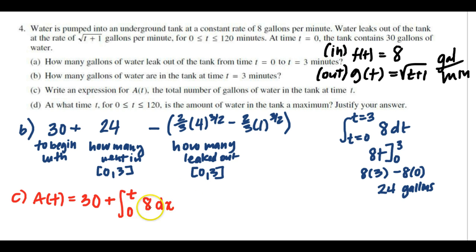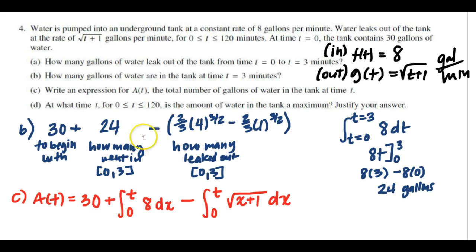So this is how much water came in between 0 and t, and I need to subtract how much water fell out between 0 and t. The leaking out function is this function here, g of t, which is radical t plus 1. Again, I don't want to put in that variable t, because that variable t corresponds to this a of t function that we're trying to write. So I'm going to call the dummy variable here x: radical x plus 1 dx.